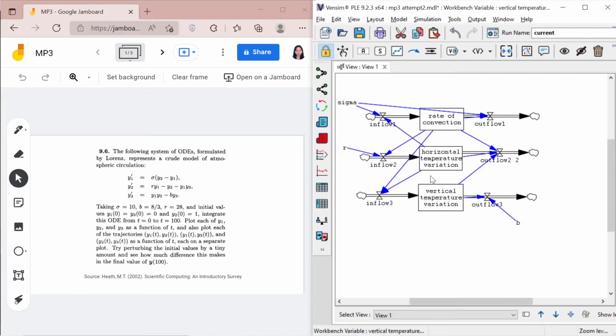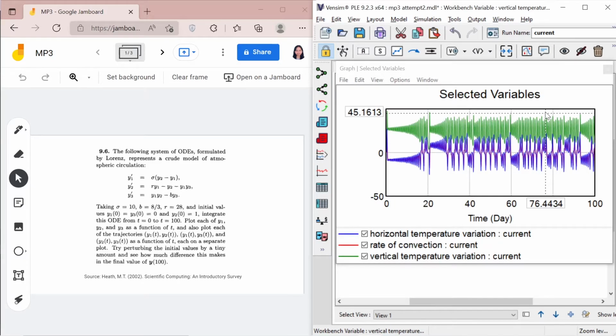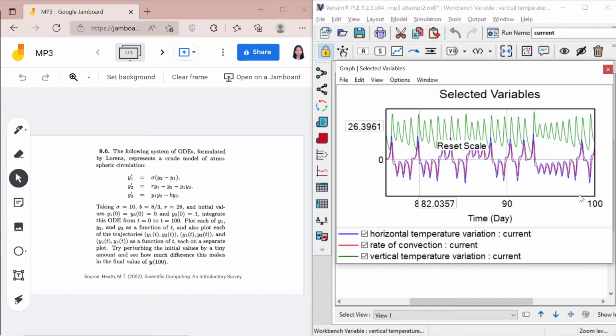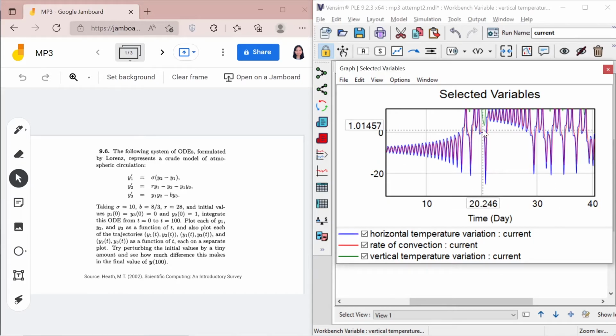The plots of the three equations can be made by dragging these three elements and clicking the graph button. You can zoom a part of the plot by dragging this here. The plot is from t = 0 to t = 100. The green is for the vertical temperature variation, blue is for the horizontal temperature variation, and red is for the rate of convection.